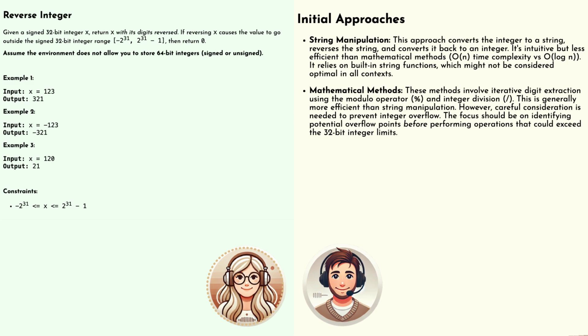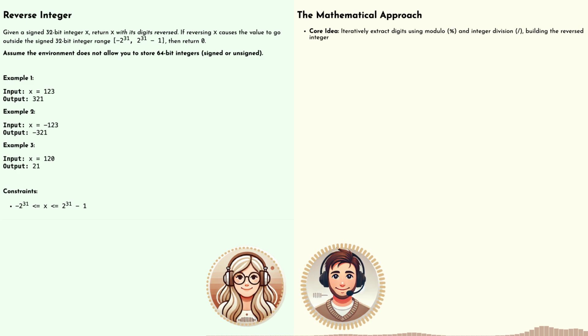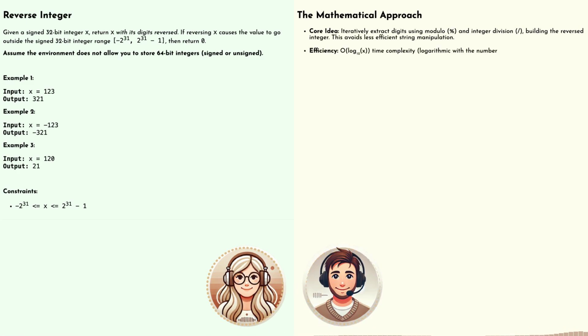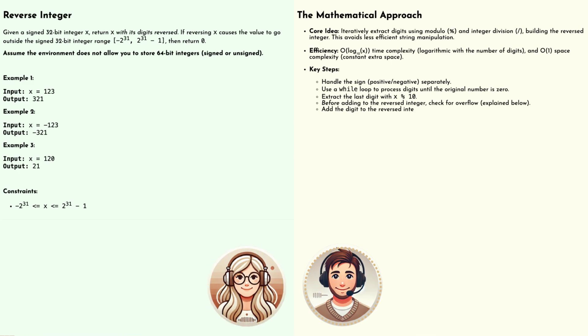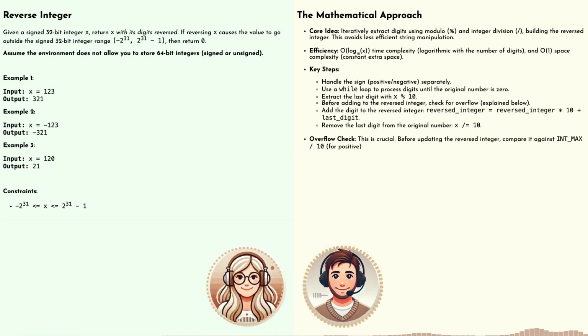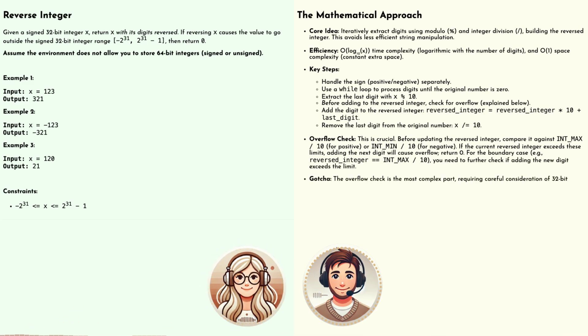So how do we even approach this? What's a good starting point for thinking about this problem? I guess the most intuitive way would be to treat the number like a string, right? I think a lot of people would go that route first. You convert the integer to a string, you reverse the string, and then you convert it back to an integer. That makes sense, especially if you're comfortable with string manipulation. It's kind of like taking it apart, flipping the pieces, and putting it back together.